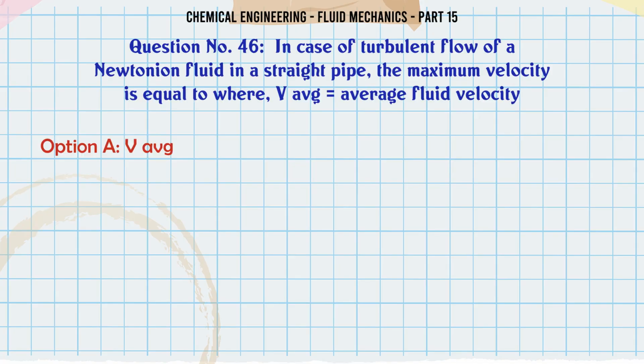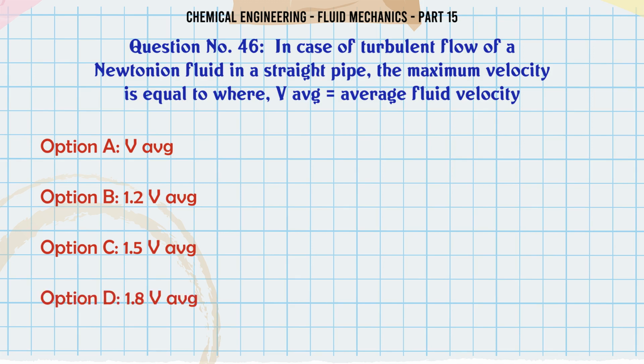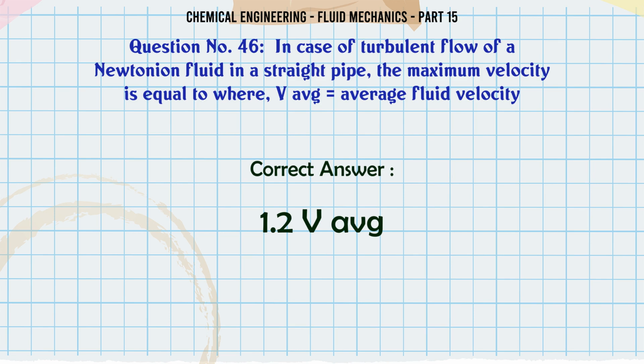In case of turbulent flow of a Newtonian fluid in a straight pipe, the maximum velocity is equal to, where V average is the average fluid velocity: A. V average, B. 1.2 V average, C. 1.5 V average, D. 1.8 V average. The correct answer is 1.2 V average.